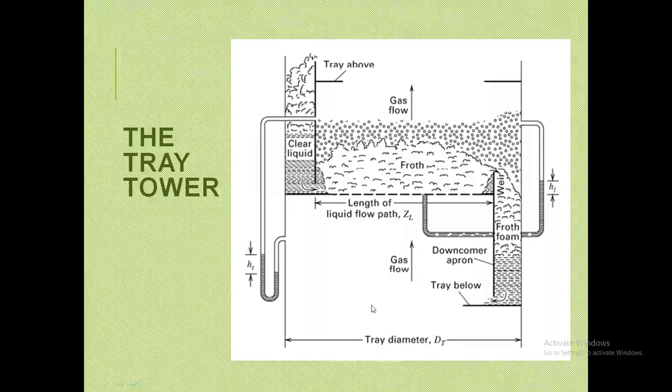Now for your tray tower, this is how a tray tower looks in a simple illustration. You have the gas flowing upwards and the liquid is guided through these downspouts, which we call downspouts or downcomers. This guides the liquid. It flows horizontally here, and then flows downwards as well. In the process, your liquid and your gas flow countercurrent to each other, though here you have a tray, so you no longer have the presence of packing materials.